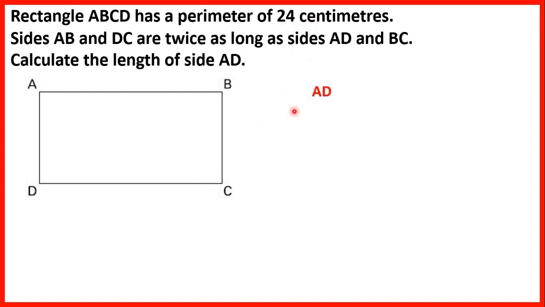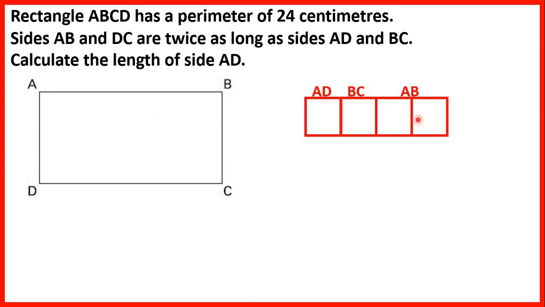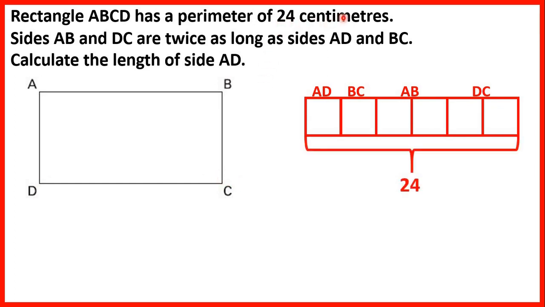So with a bar model, we can draw one square to represent AD, and then another square to represent line BC. Now line AB is twice as long as lines AD or BC, so we can have 2 squares to represent AB and also 2 squares to represent line DC. Now we know that the perimeter is 24 centimetres, so all of our squares together have a total of 24.